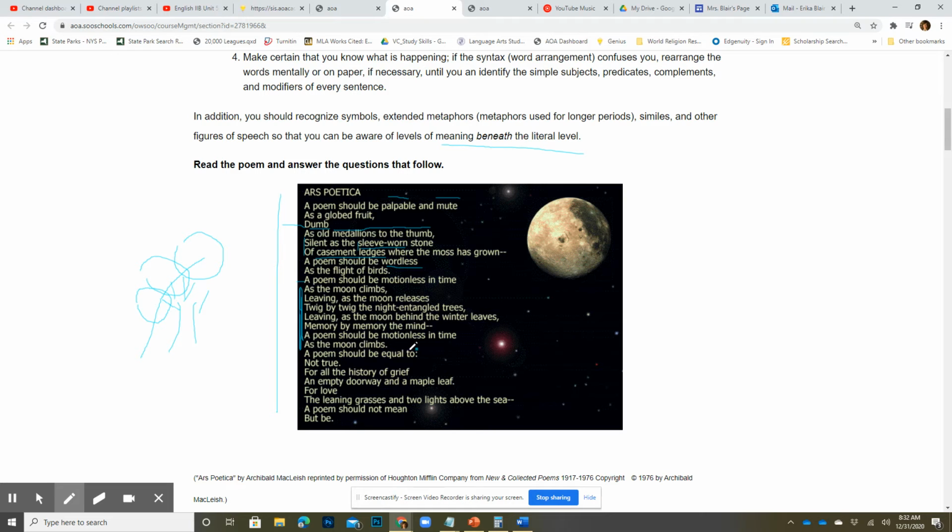A poem should be equal to, not true, for all the history of grief, an empty doorway and a maple leaf. For love, the leaning grasses and two lights above the sea, a poem should not mean, but be. Okay, so that is really the heart of it right there. A poem should not mean, but be. Maybe we shouldn't be caught up in what does this mean? What does that mean? But it should be experienced, felt, and in that way, fully understood.